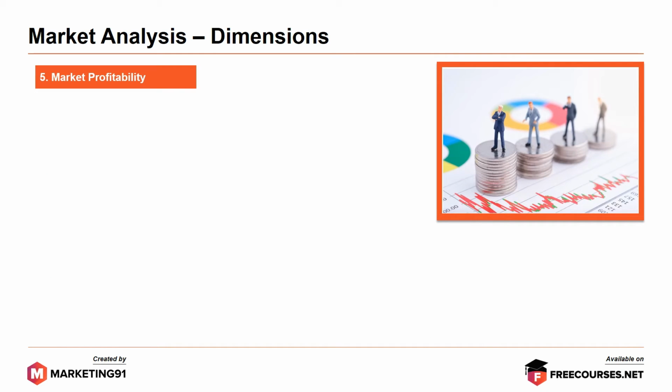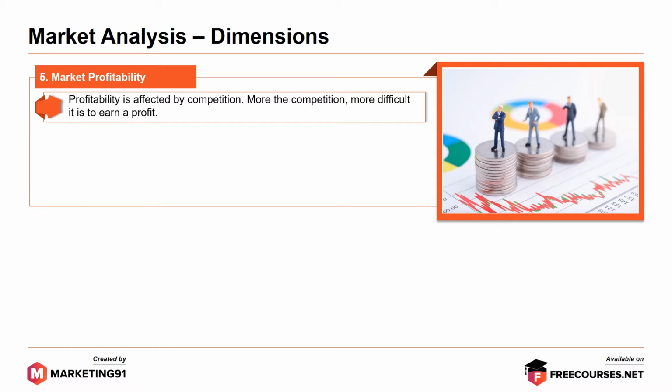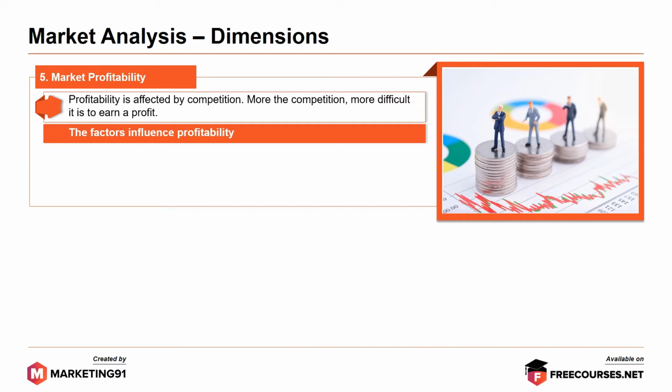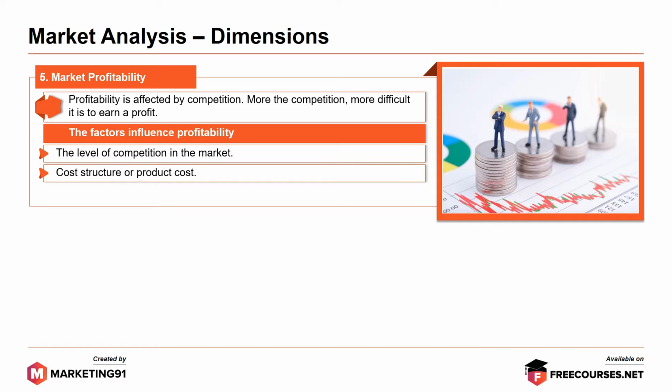Next dimension, market profitability. Profitability is affected by competition. More the competition, more difficult it is to earn a profit. The factors that influence profitability are: first, the level of competition in the market; second, cost structure or product cost; and third, the product selling price.